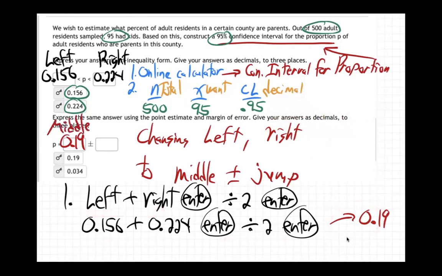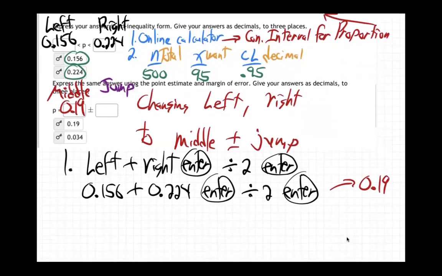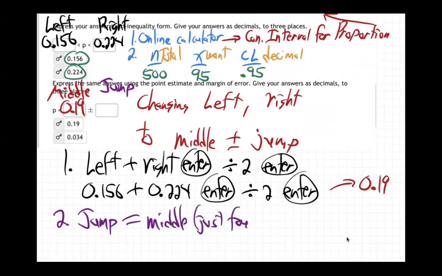And then the other number is called the jump number. So how do we find the jump number? Well, it says in the instructions, the jump number will be the middle number you just found, minus the number from the left.